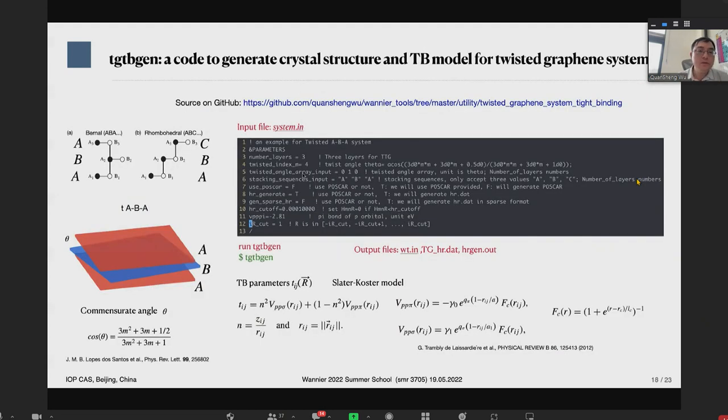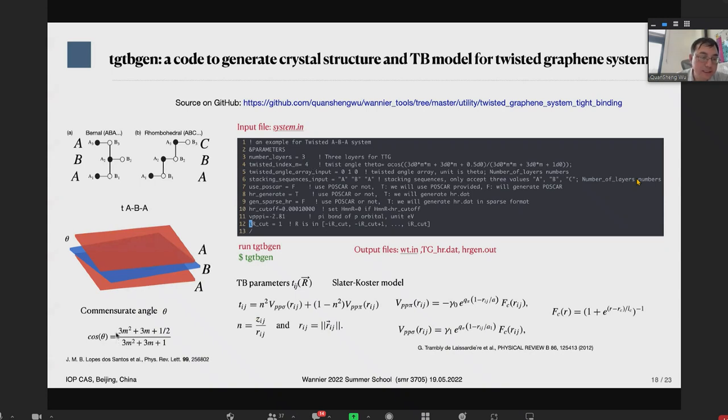And in order to study the twisted graphene systems, we prepared a code. It's called TGTBG, the twisted graphene system tight-binding model. It's shared on GitHub. It's also written in Fortran. It's very simple. For this code, you need to prepare an input file called system.in. And in this input file, you need to specify the number of layers. For example, in this case, there are 3 layers, number 3. And this is a twist index.